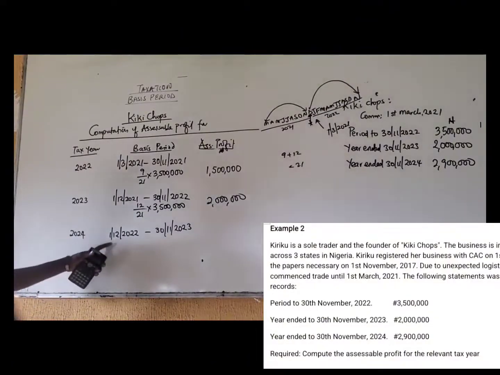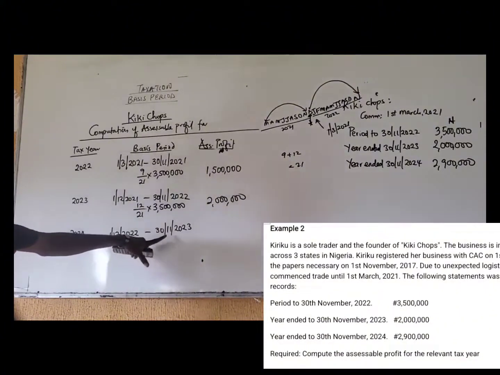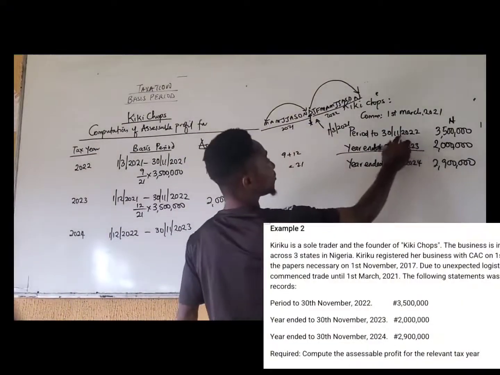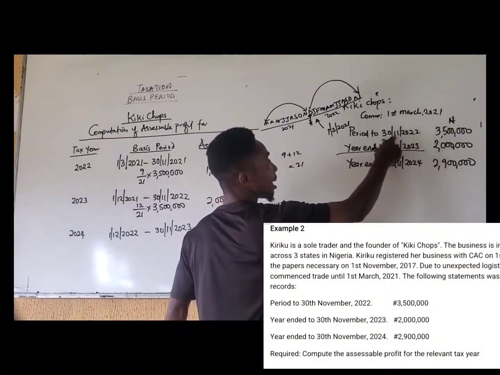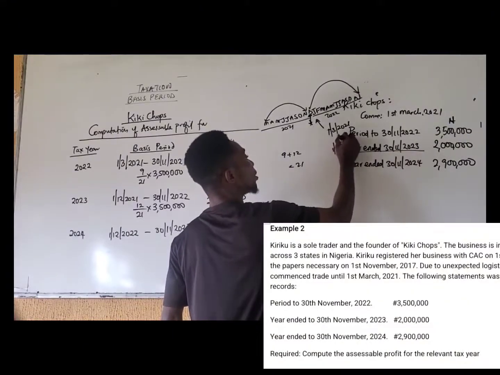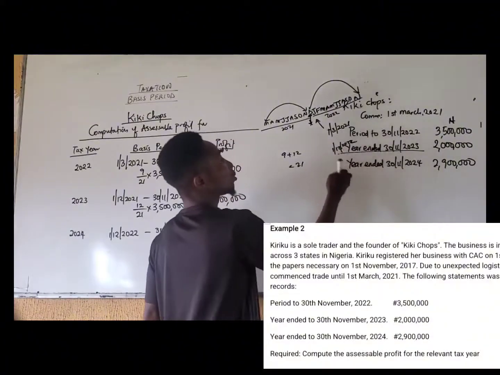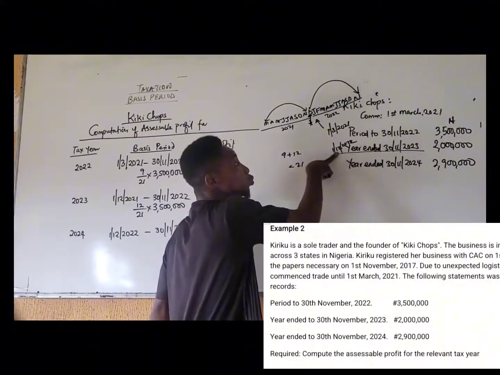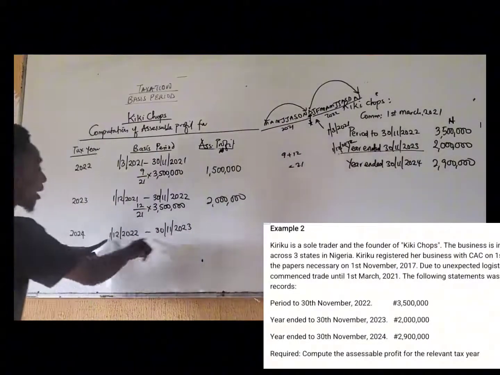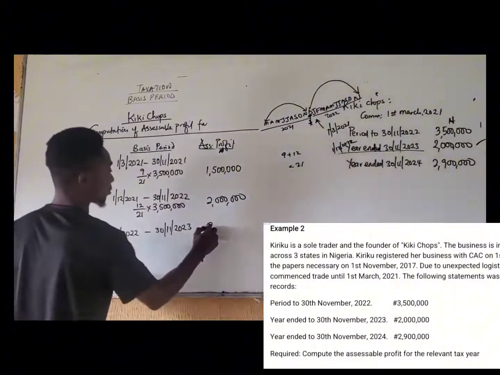Then for the third year, 1st of December 2022 to 30th of November 2023. That's the period we have here. Because if this period ends 30th of November 2022, it means this one started 1st of December, sorry, 2022 rather. So 1st of December 2022 to 30th of November 2023. That's the same period we have here. They made how much there? They made 2 million naira.